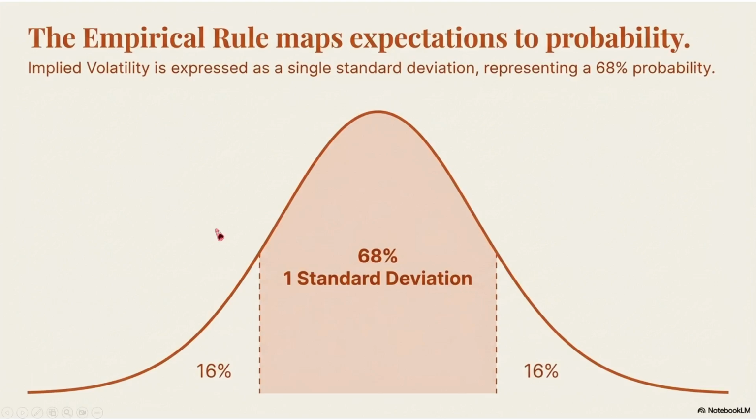So when you see implied volatility, it's expressed mathematically as a single standard deviation. In statistics, one standard deviation represents 68% probability. This allows us to map market expectations directly to statistical probability.